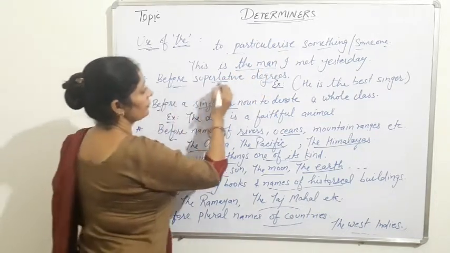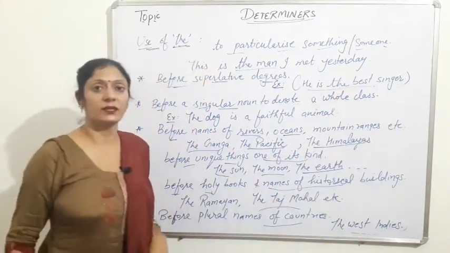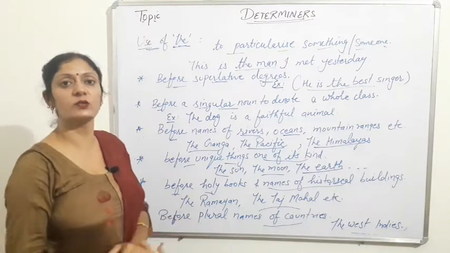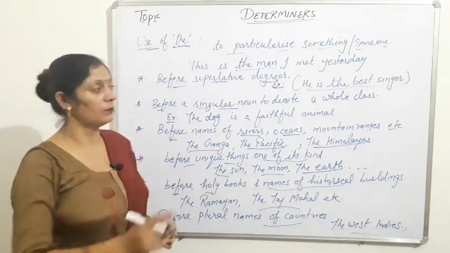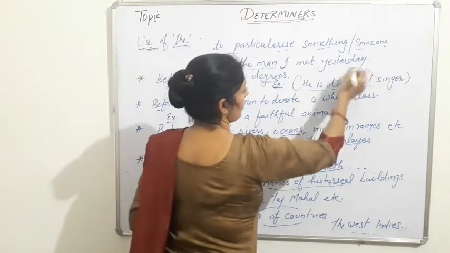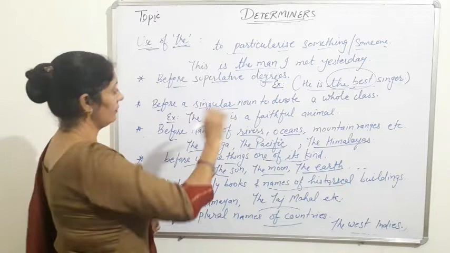Before superlative degrees, for example, he is the best singer, he is the best person in the society, he is the tallest boy in the class. Before superlative degrees, the third form of degree, we use the article "the".